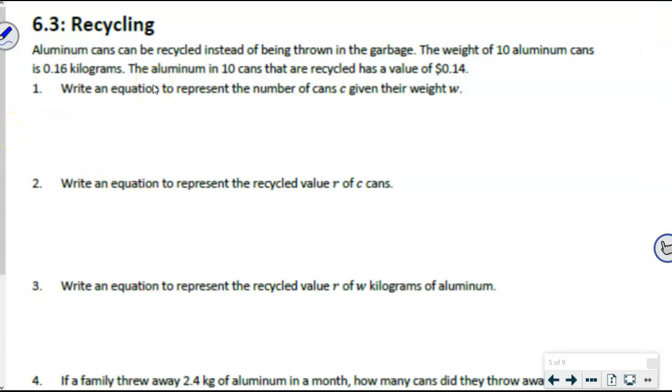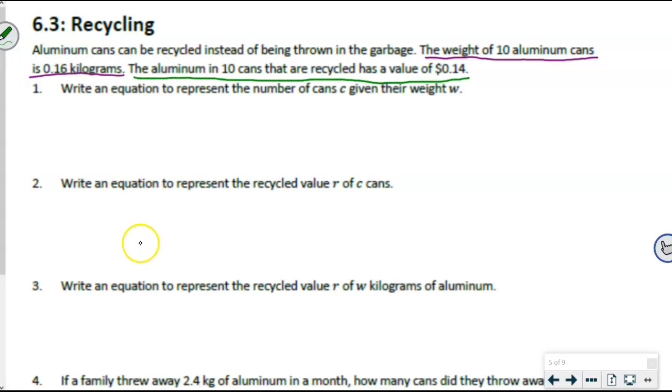It says aluminum cans can be recycled instead of being thrown in the garbage. The weight of 10 aluminum cans is 0.16 kilograms. The aluminum in 10 cans that are recycled has a value of 14 cents. Write an equation to represent the number of cans given their weight. Notice what happened here. There were different pieces of information given.